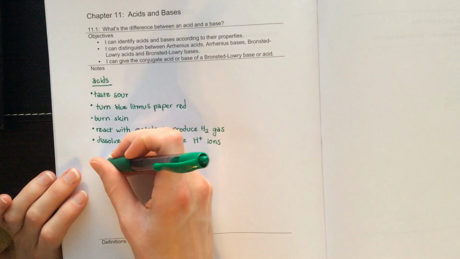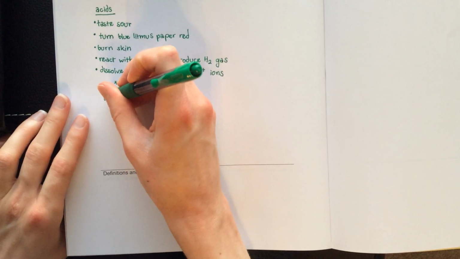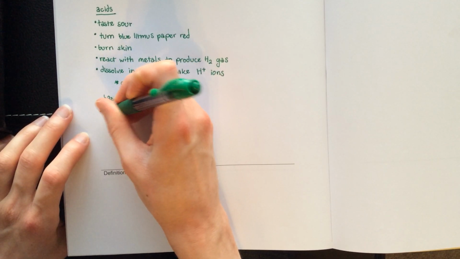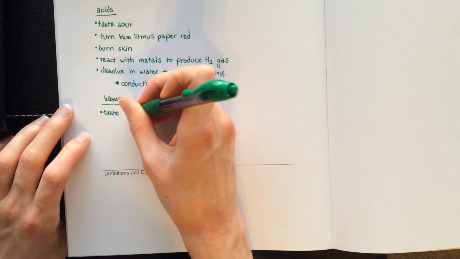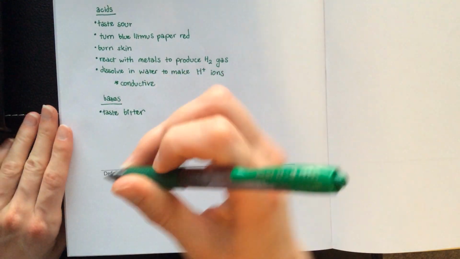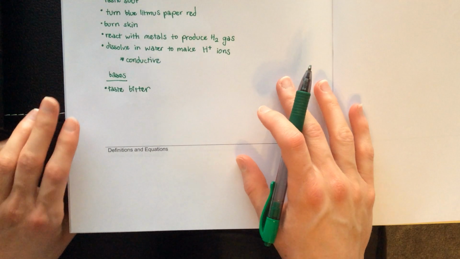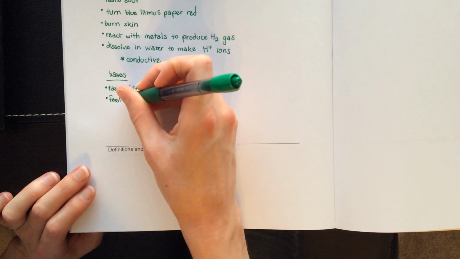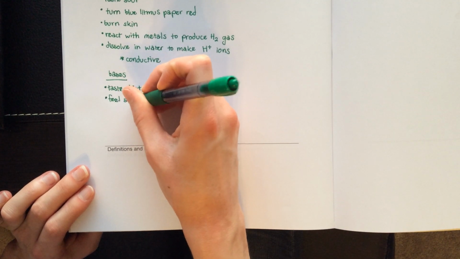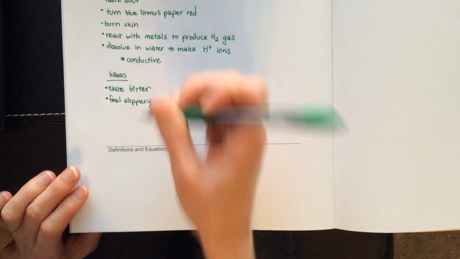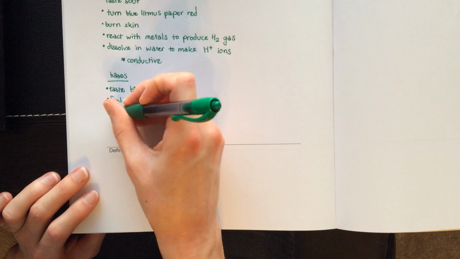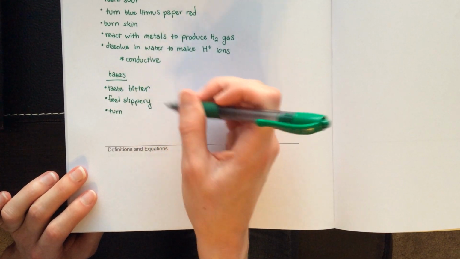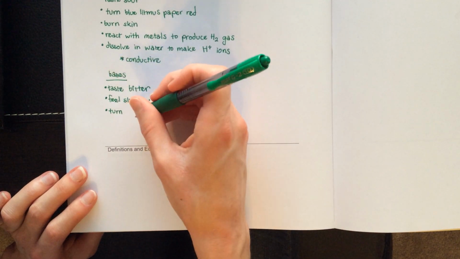Okay, so bases now. Bases, those that you can taste, which again, a lot of bases you should not taste, but if you can taste them, they taste bitter. They feel slippery, so a lot of bases are cleaners and soaps, so that makes them slippery. They turn red litmus paper blue, so you can remember bases turn the paper blue. They're bitter, lots of words with B.